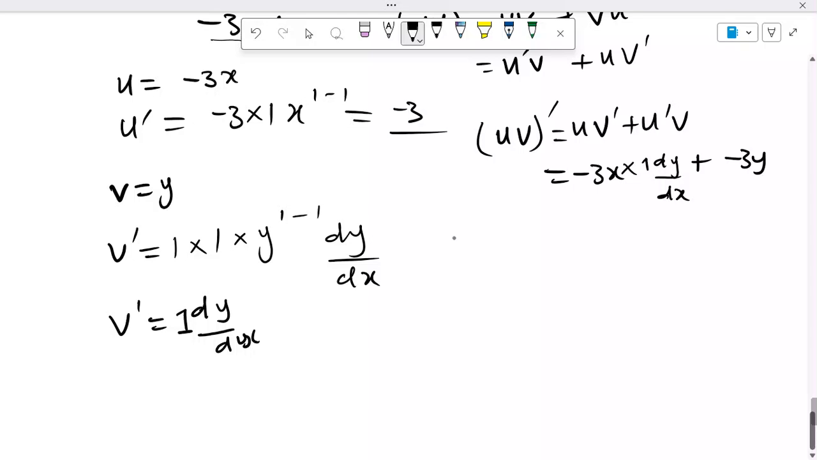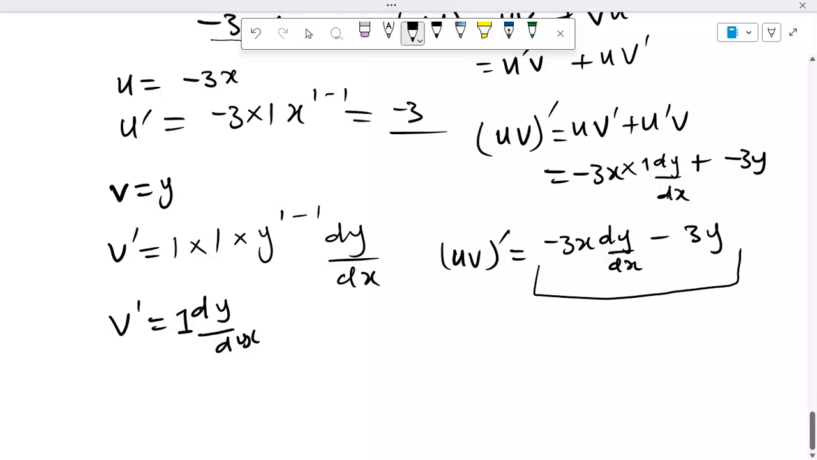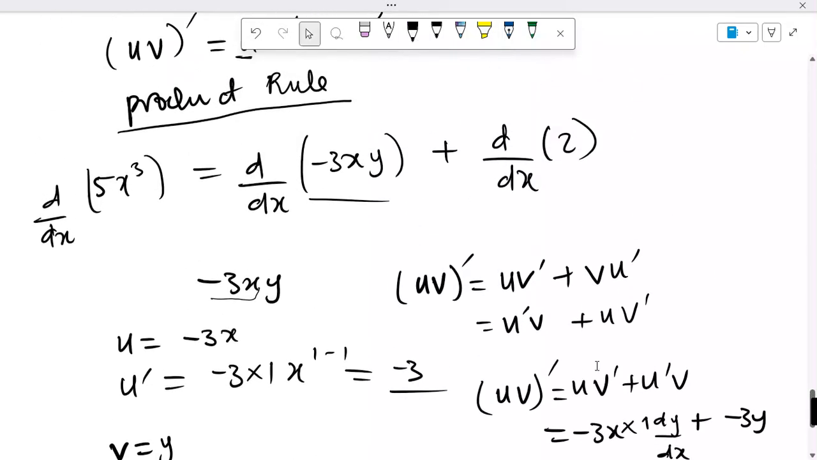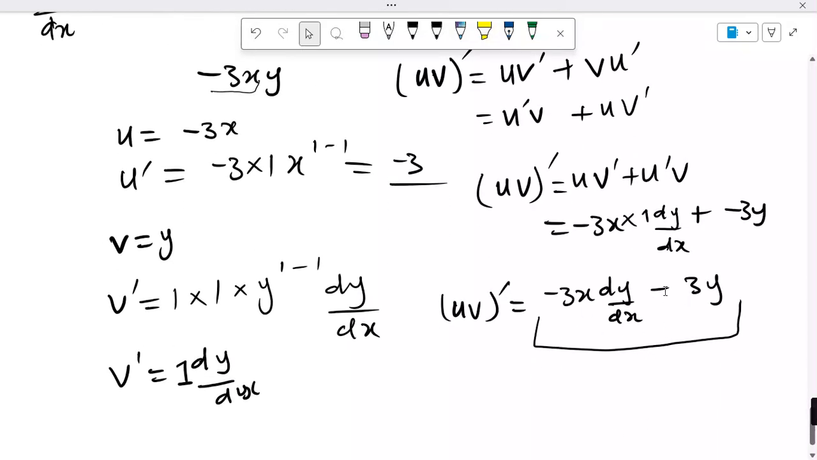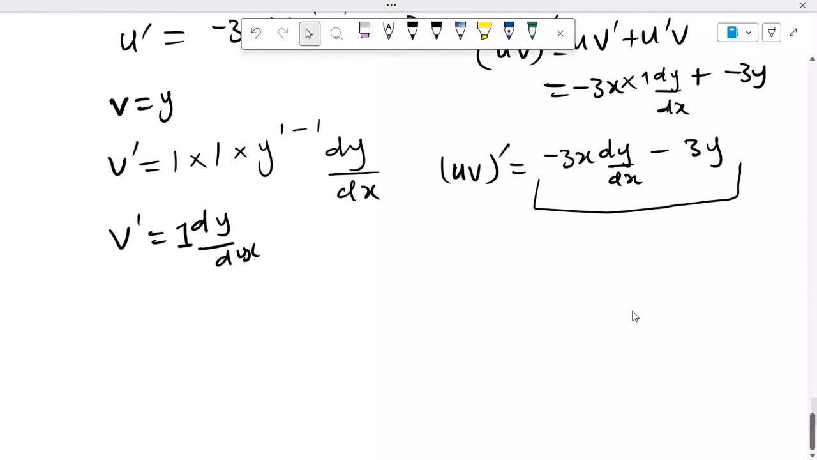Great, so this is just negative 3x dy/dx. Then positive times negative is negative 3y. Okay, so this is the differential. If you differentiate this function, this is the answer. So we just put this answer in when we differentiate.